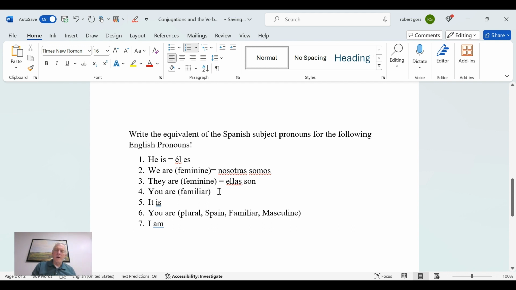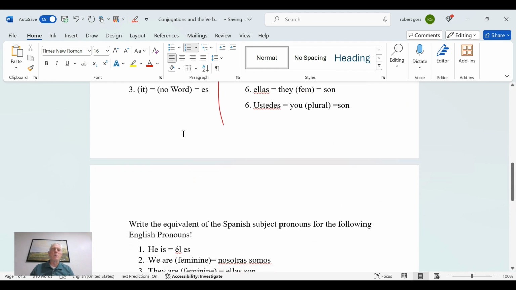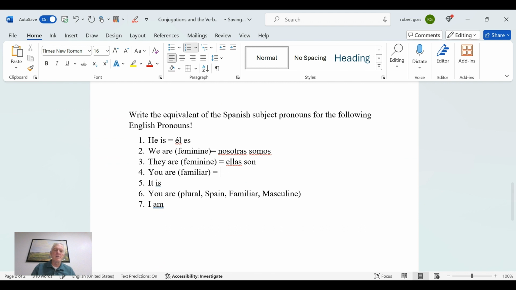Number 4, número 4. We want to say "you," and we're talking about "you" that is familiar, my friend or my peer or relative. So let's go look that up. That would be tú. Doesn't have to be capitalized, but in English, we capitalize the pronoun I, but in Spanish, we don't really have to capitalize any of them as pronouns. So I would say tú, and then the word for "are" with tú would be eres, tú eres.